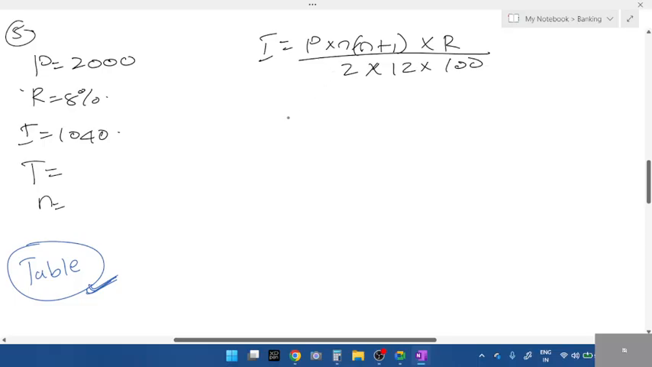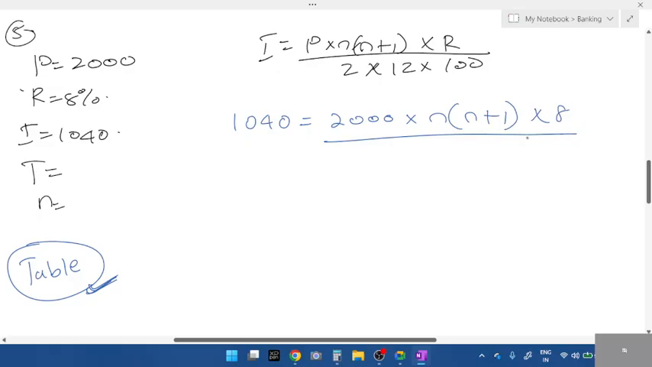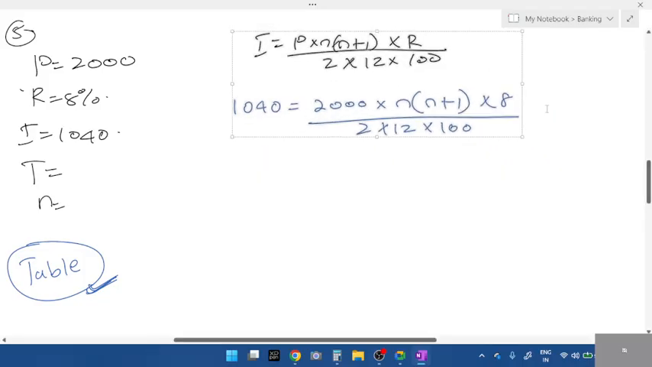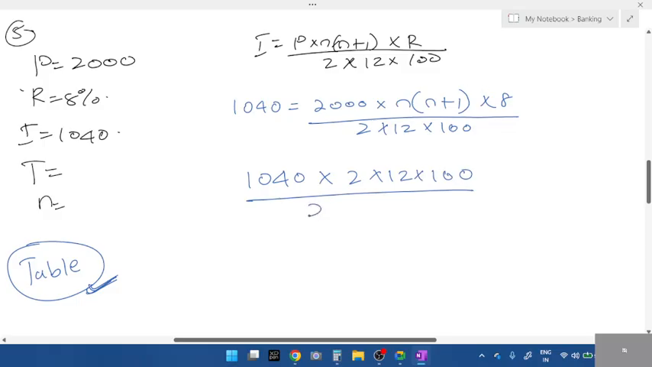Now, without using the table, we'll do the calculation. 1040 is equal to principal 2000, N into N plus 1 is not given, keep it as it is, rate is 8, divided by 2 into 12 into 100. So, whichever is not given, keep it as it is. 1040 into shift other numbers, 2 into 12 into 100, divided by, bring down the other values, 2000 into 8. Keep N into N plus 1 as it is. Look here, I didn't multiply this, I've just kept it as it is.